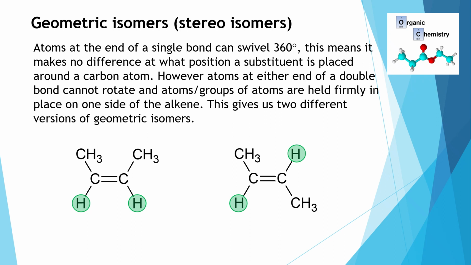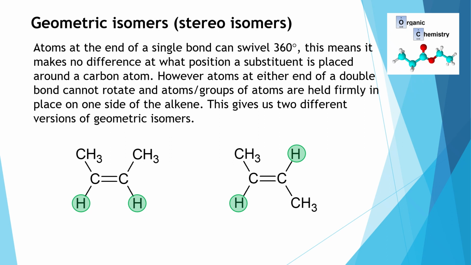how do we recognize a geometric isomer? Well, there's two things that we are looking for when we want to understand whether a molecule is a geometric isomer. The first thing is it has to have a double bond, because a double bond will stop the atoms or molecules on either side from rotating and hold them in a fixed position. The second thing you need to have is, on either carbon, the carbon on either side of this double bond, you must have two distinct groups.